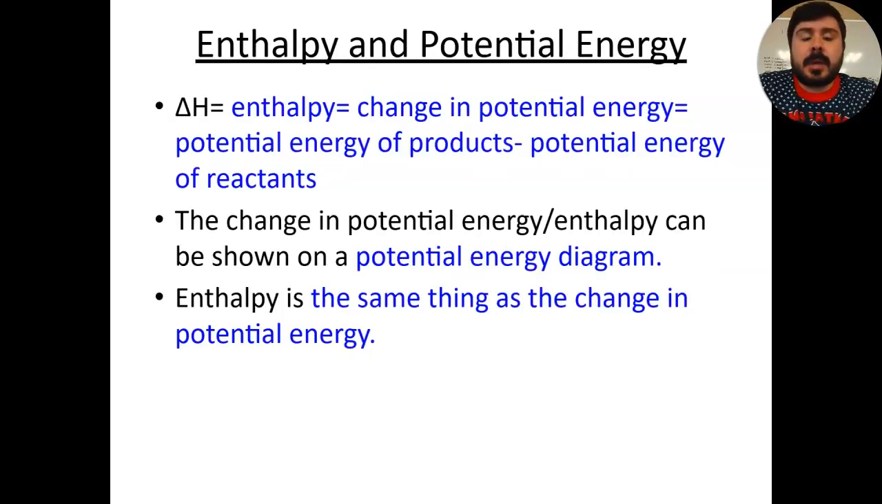The change in potential energy, or enthalpy, can be shown on a potential energy diagram, and enthalpy is the same thing as the change in potential energy as well, right? So delta H is basically the same thing as potential energy. So let's go ahead and take a look at some examples of this.